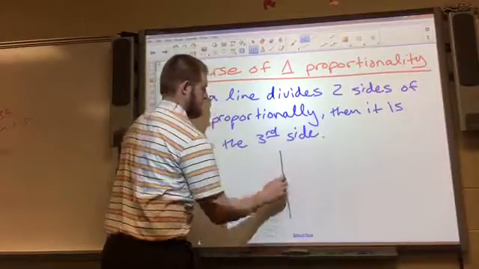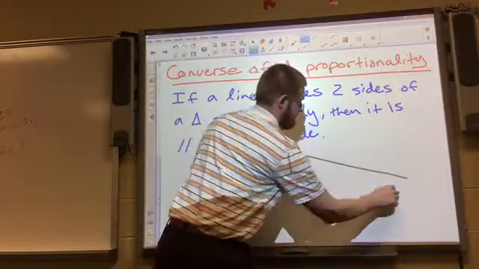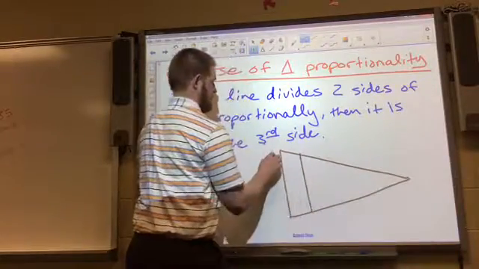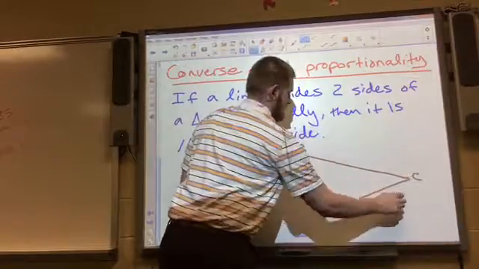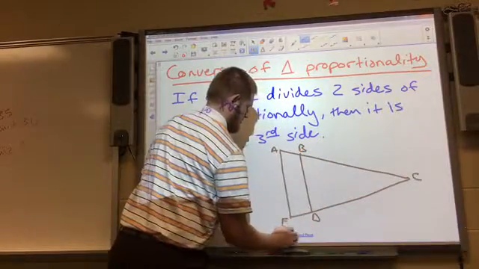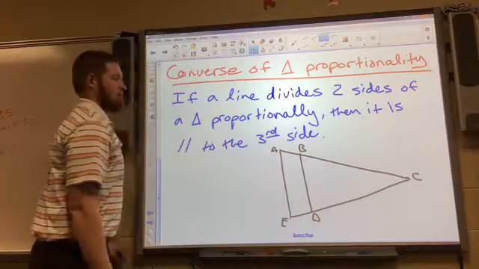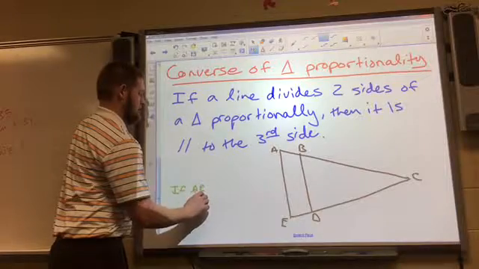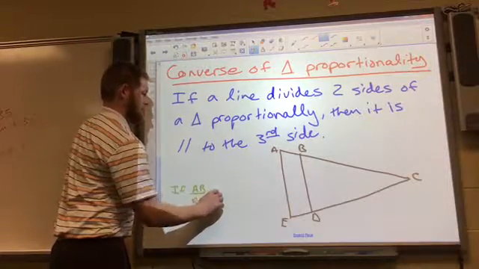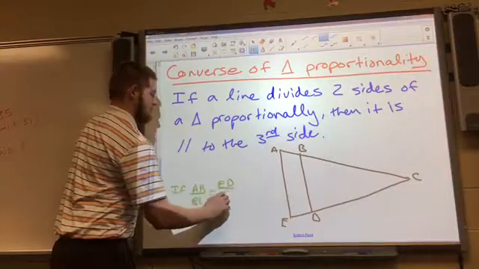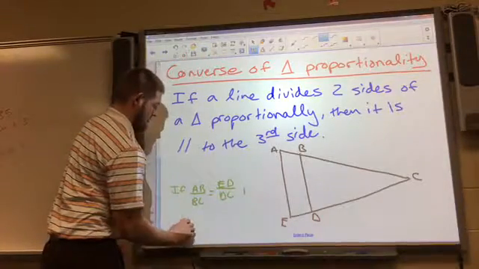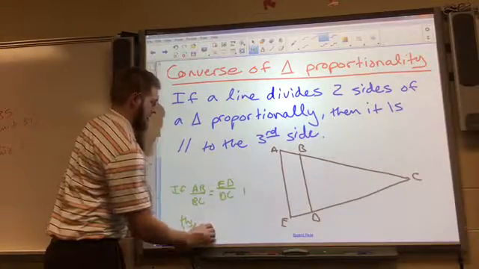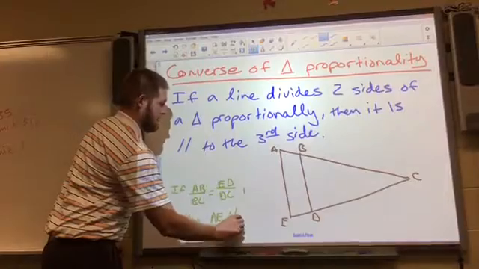Same exact diagram, except now I don't know that those two lines are parallel. I do know though that if AB over BC equals ED over DC, then what must be true? Then AE would be parallel to BD. Good.